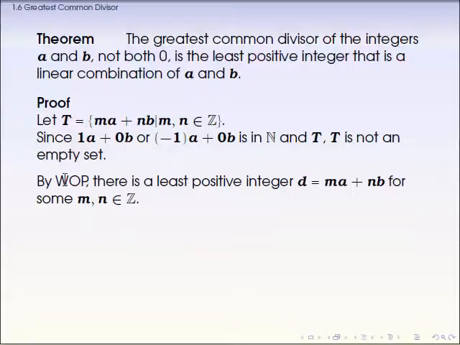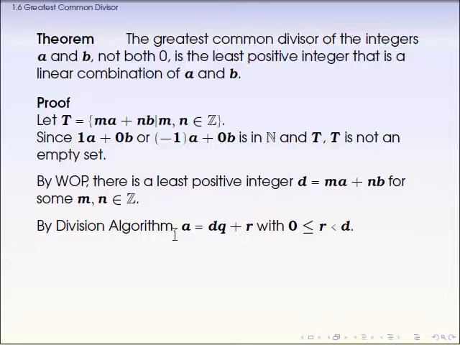Then by the well-ordering property, there is a least positive integer in T. So that integer must be written as a linear combination of a and b for certain integers m and n. Let's say that integer is d. So d is ma plus nb, and at this moment m and n are specific numbers, depending on the situation.